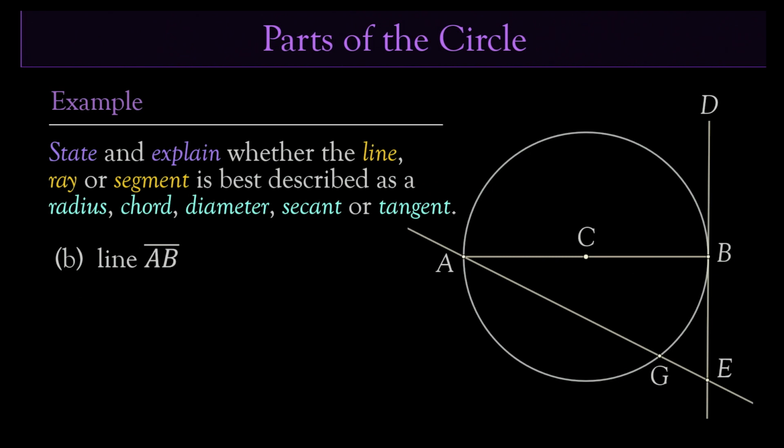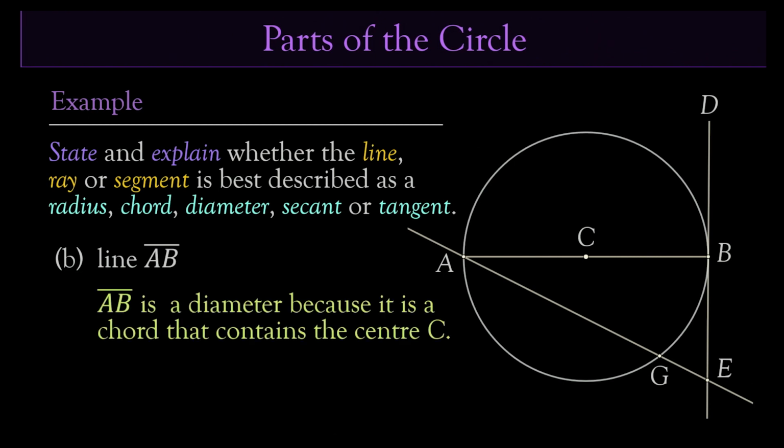It is because it is a chord that contains the center of the circle. Okay, so a chord is a line that intersects or touches the circle at 2 points, and if the chord contains the center of the circle, then that chord is also called the diameter. Okay, so AB is a diameter because it is a chord that contains the center of the circle.